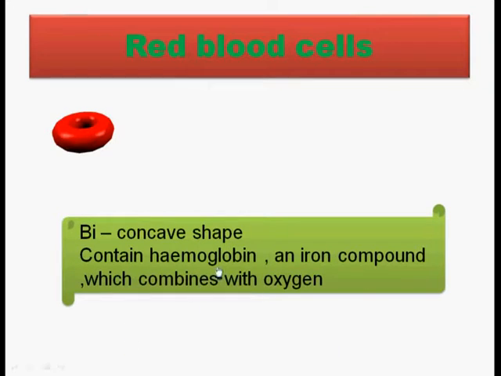Now, the biconcave shape. So the red blood cell has a biconcave shape. It contains hemoglobin, an iron compound, which combines with oxygen. So in other words, hemoglobin is formed from iron. Therefore you need to eat a lot of green leafy vegetables, which are rich in iron. Eating a lot of green leafy vegetables will help to increase the amount of red blood cells, simply because they are made from hemoglobin.